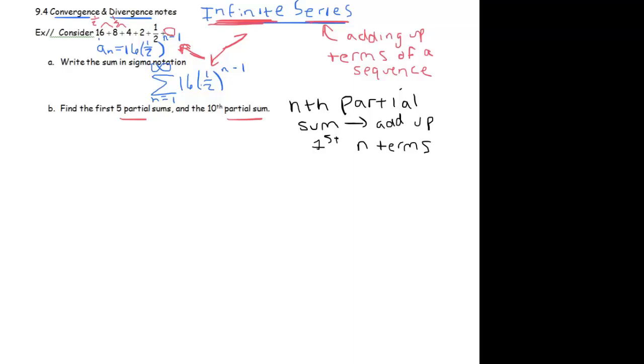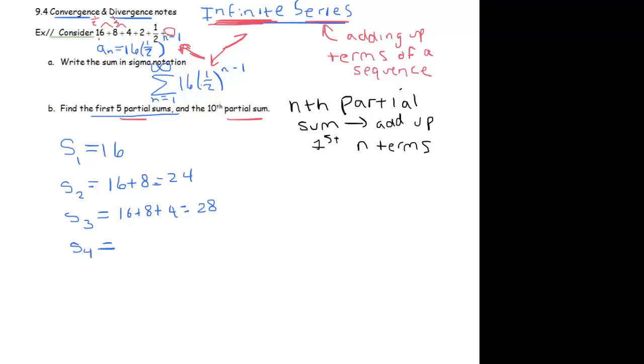So the first 5 partial sums means I'm going to start with the first partial sum. That just means add up the first term. Well, that's easy. That's just 16. The second partial sum would mean add up the first 2 terms. 16 plus 8 is 24. The third partial sum is 16 plus 8 plus 4, which equals 28.